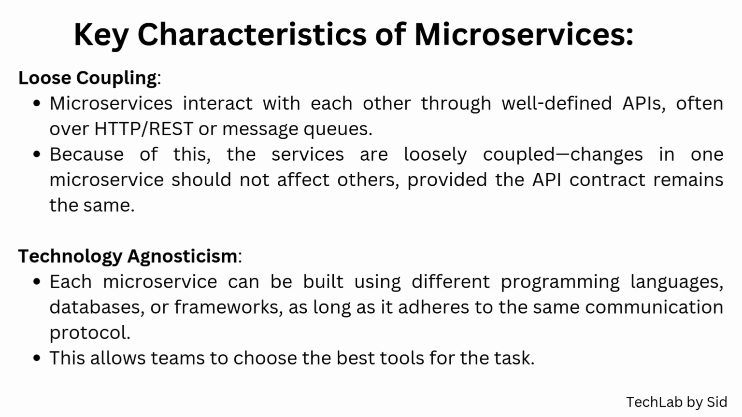Loose coupling. Microservices interact with each other through well-defined APIs, often over HTTP or REST or message queues. Because of this, the services are loosely coupled. Changes in one microservice should not affect others, provided the API contract remains the same.